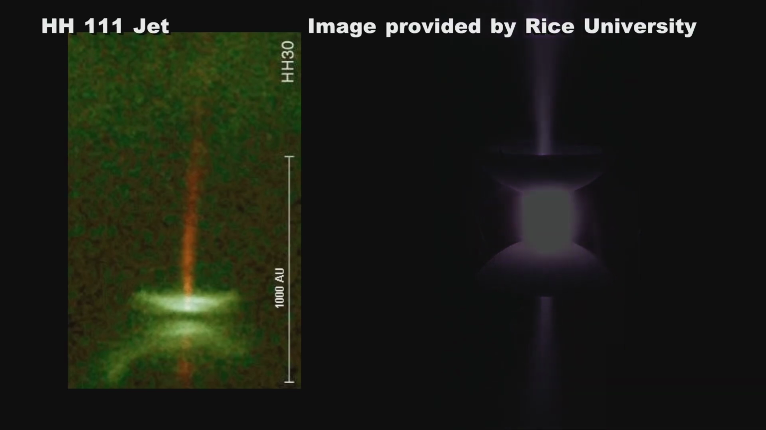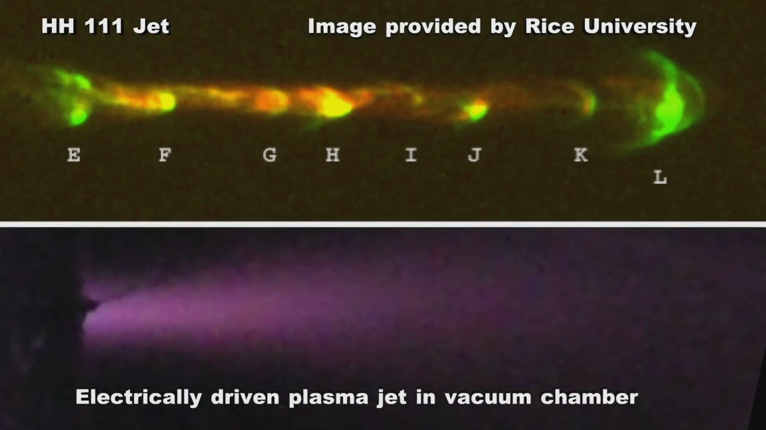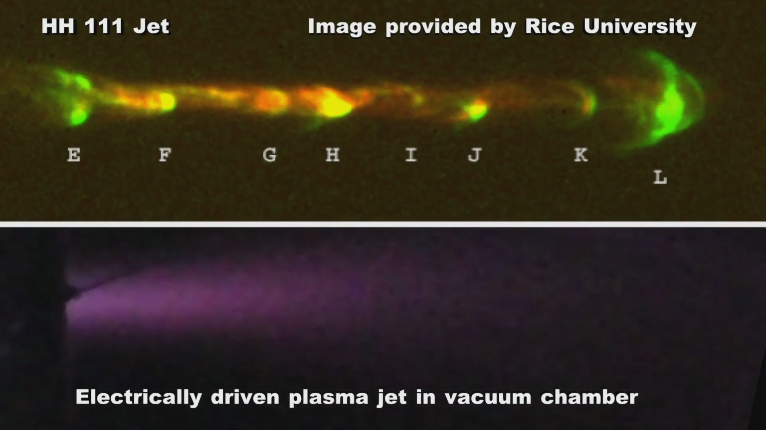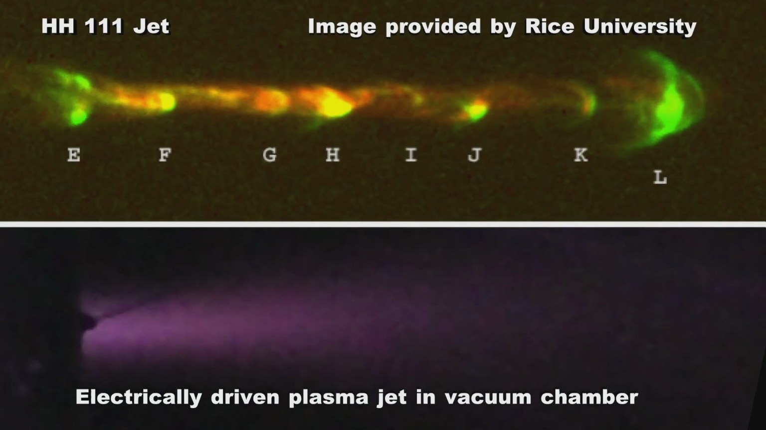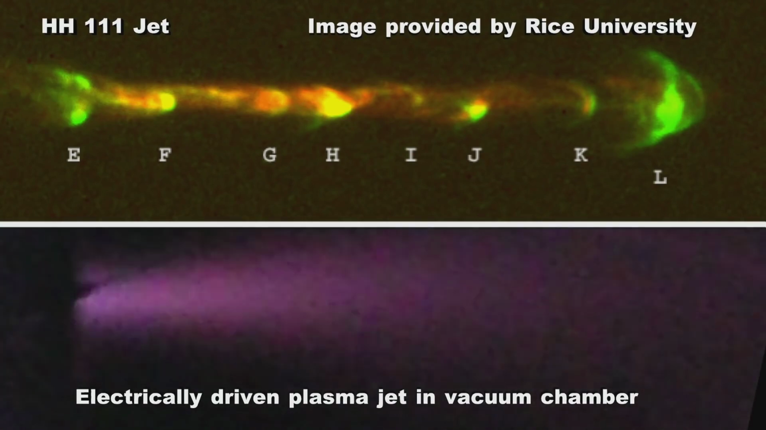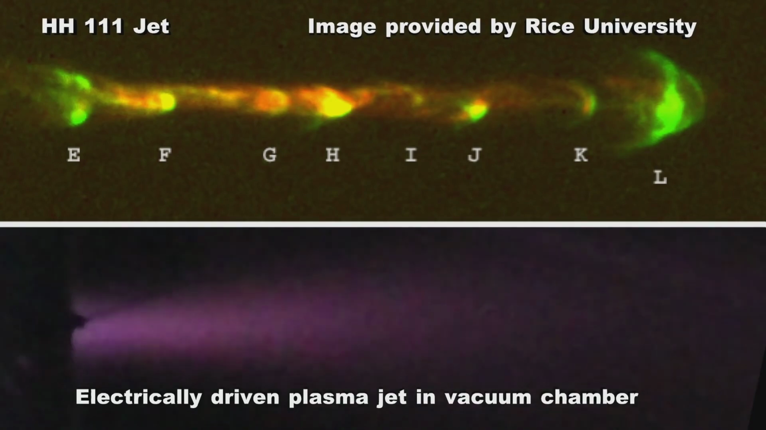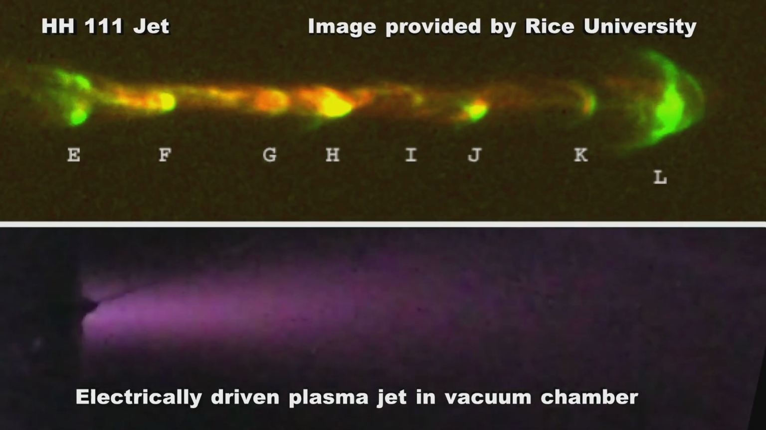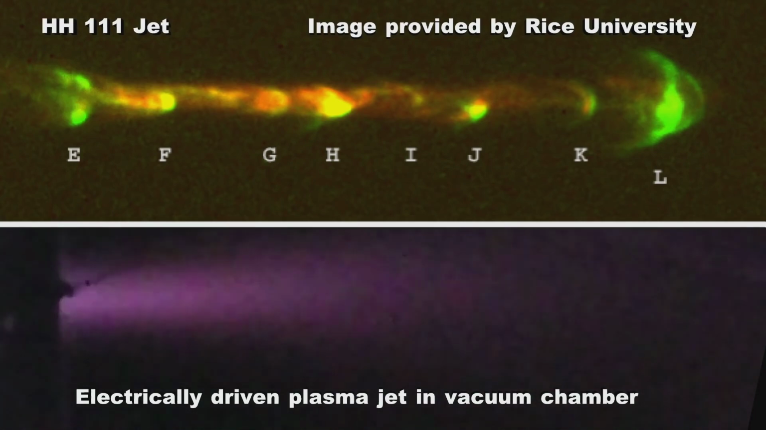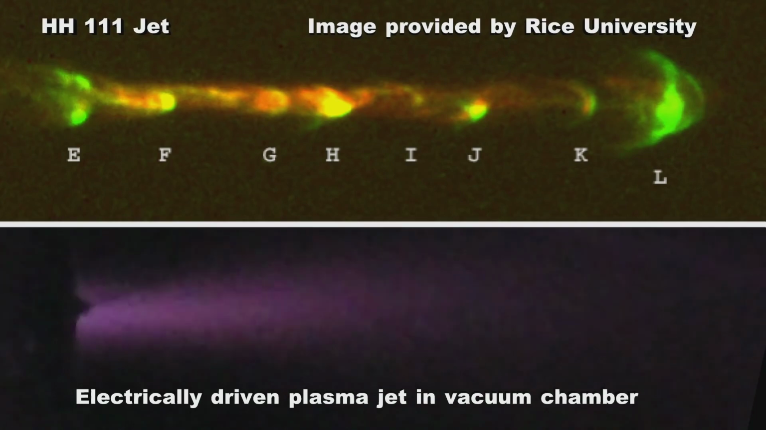The externally electrically driven plasma jet, as shown in the lower image, is very steady and it fades gradually, whereas the jet of HH-111 has dramatic pulse formations and a sudden cutoff at the tip. The structure we see in the jet of HH-111 does not fit with what would be found in an externally electrically driven plasma jet. So I must conclude that the jet of HH-111 is not externally electrically driven.